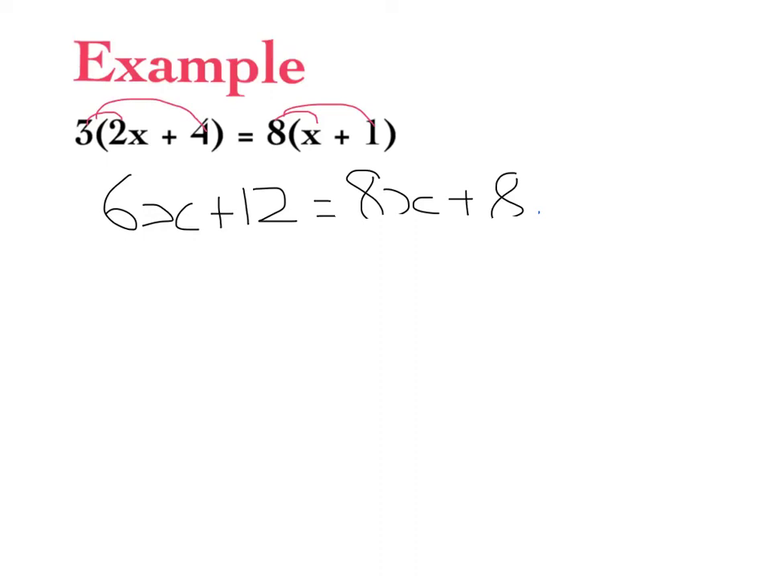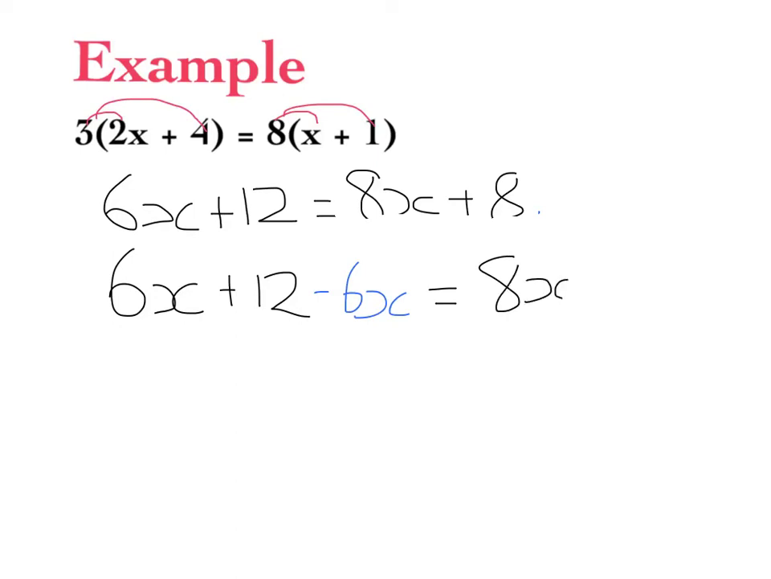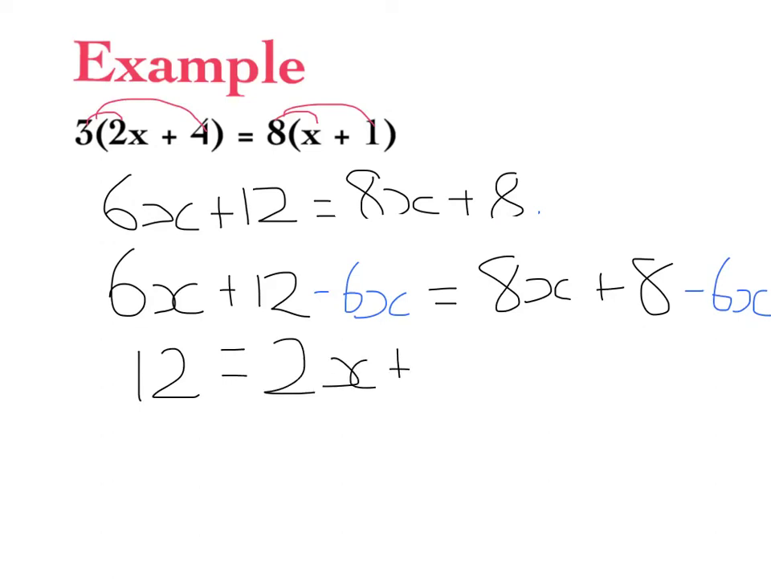Now it's a positive number, so to get rid of it, I must subtract 6x from this side and subtract 6x from the other side. Because what I'm doing to one side, I have to do the same to the other. So my answer becomes 12 equals 2x plus 8.